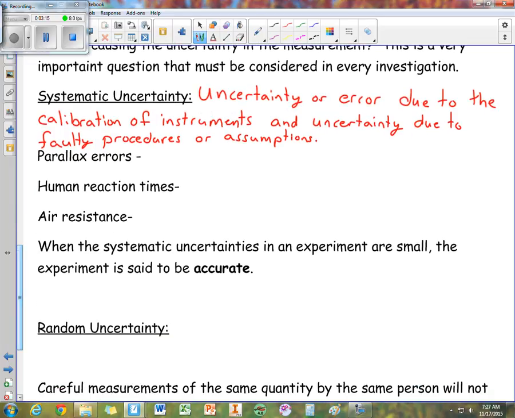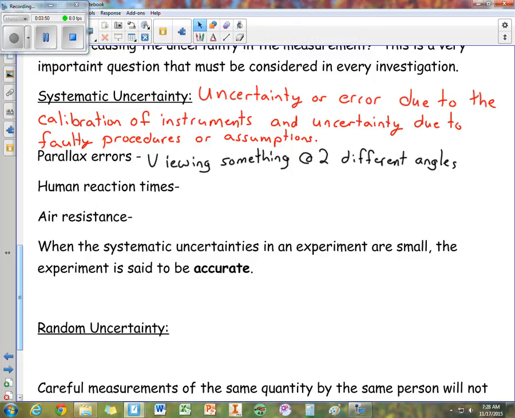Now, some examples of these would be parallax errors. Now, parallax is viewing something at two different angles. Whenever you read a meter stick or some sort of analog scale, you always want to view it straight on. You never want to view it at an angle. Now, we can't avoid parallax because if you think about it, we all have two eyes, so we are always viewing everything at two different angles.